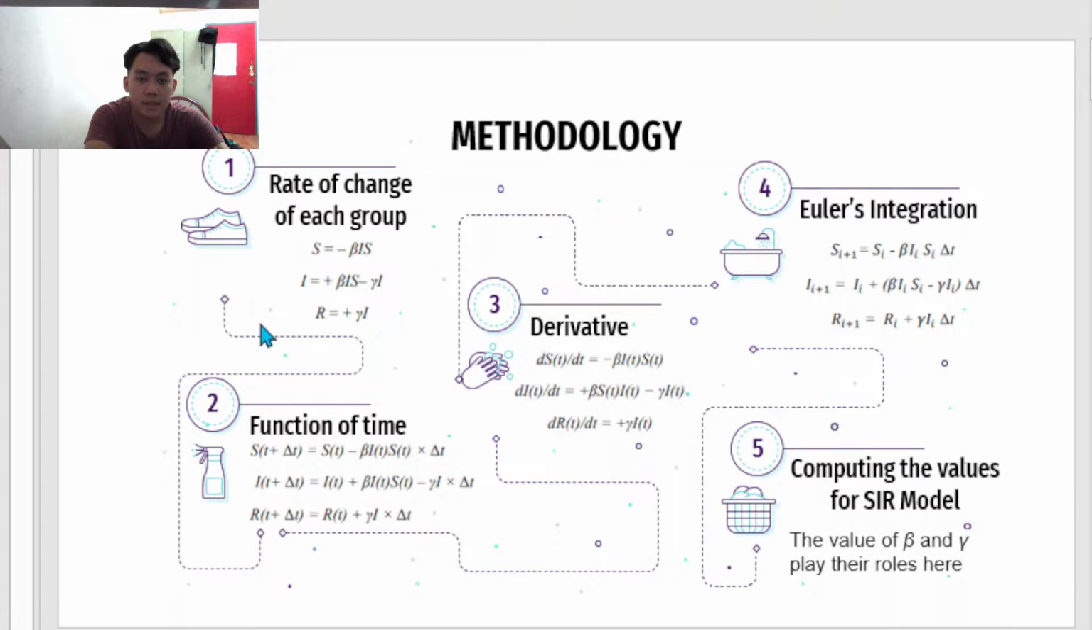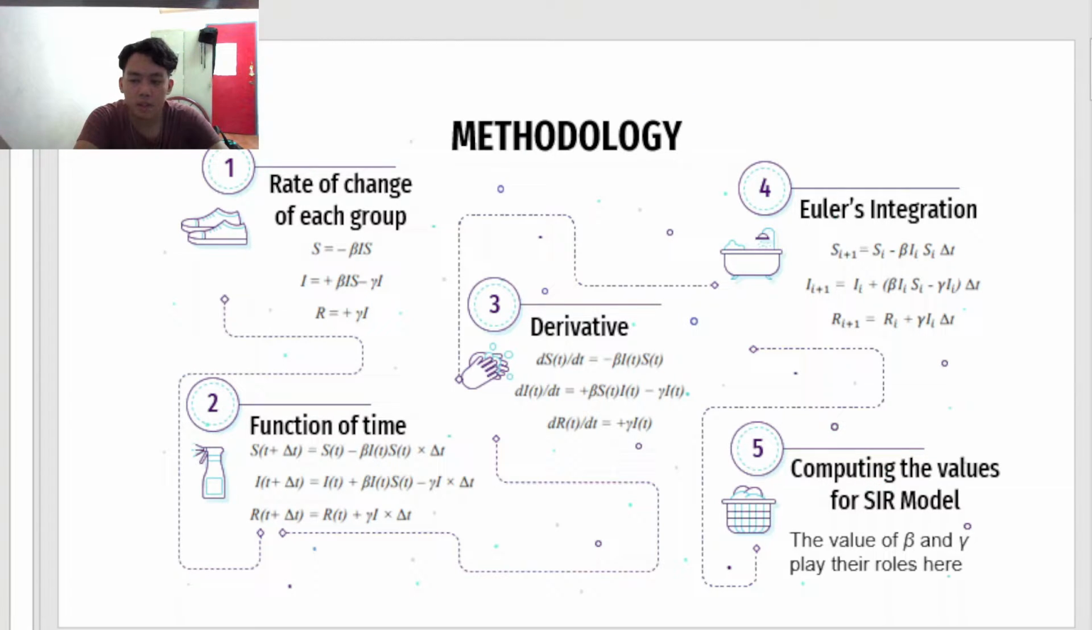But to make things easier in our SIR model, since we need this formula later to compute the values, that's why instead of using t here, we're going to use i to indicate the number of days. So that's how we come up with this function. The last part in the methodology is computing the values for our SIR model.